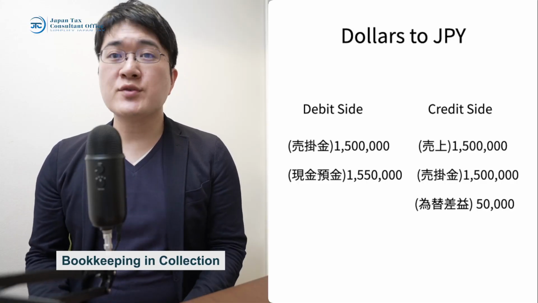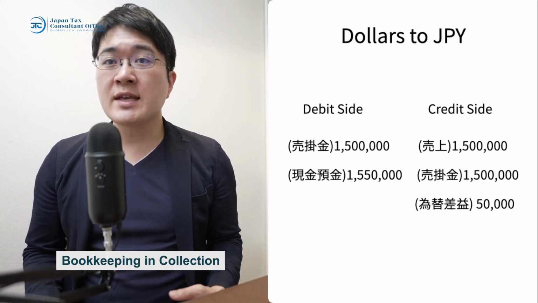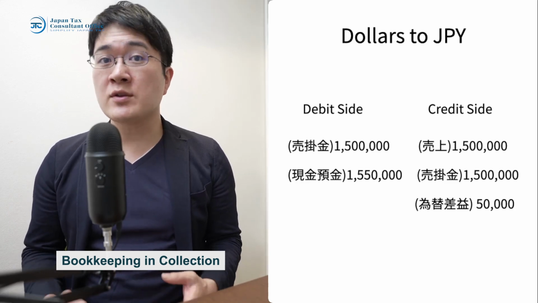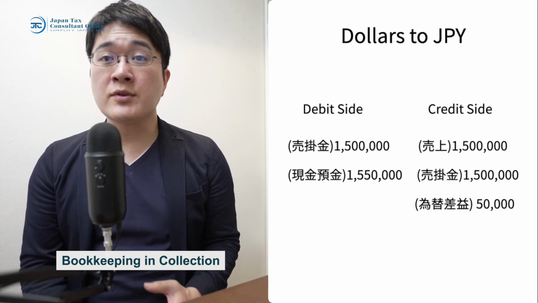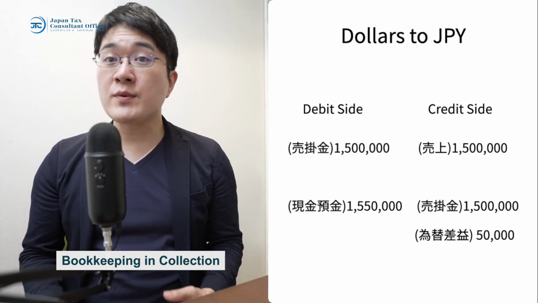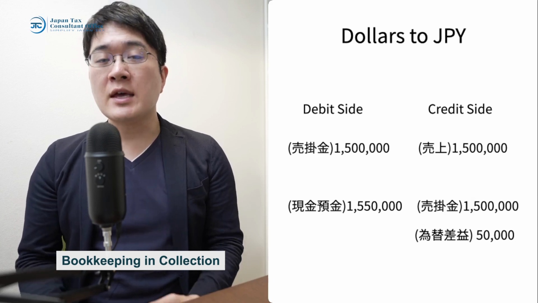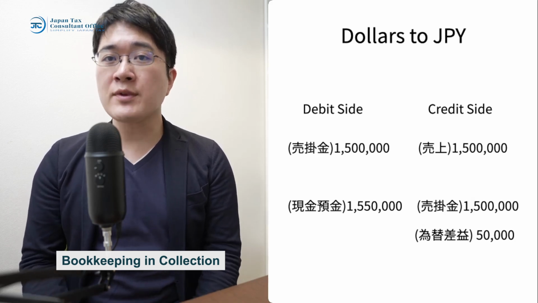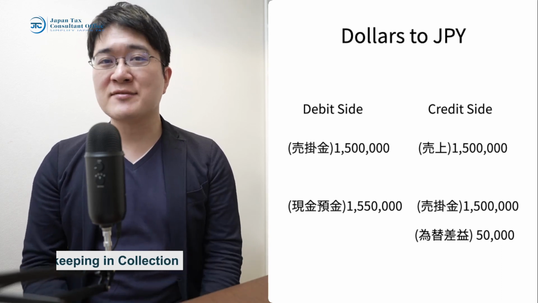Accounting for exchange rate changes at the time of collection. For example, if you recorded a sale of $10,000 at 150 yen, and the rate became 155 yen on the collection day, the accounting will be adjusted like this.